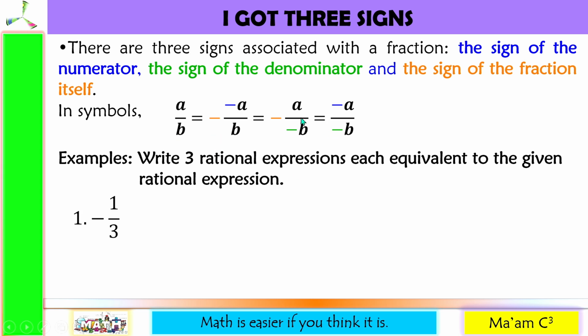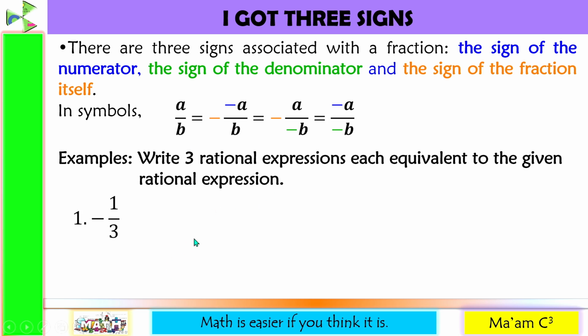Or we can write negative as a sign of the fraction and another negative in the denominator. Negative times negative is also positive, so it will return as a over b. Or we could write the numerator as negative a and the denominator as negative b. Negative over negative is positive, still equal to a over b.